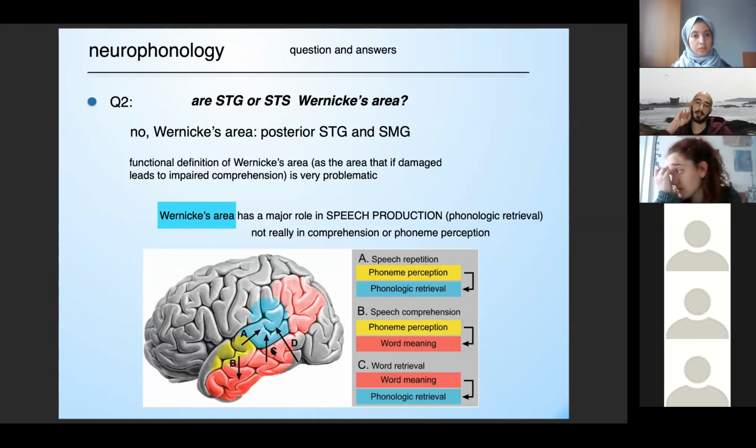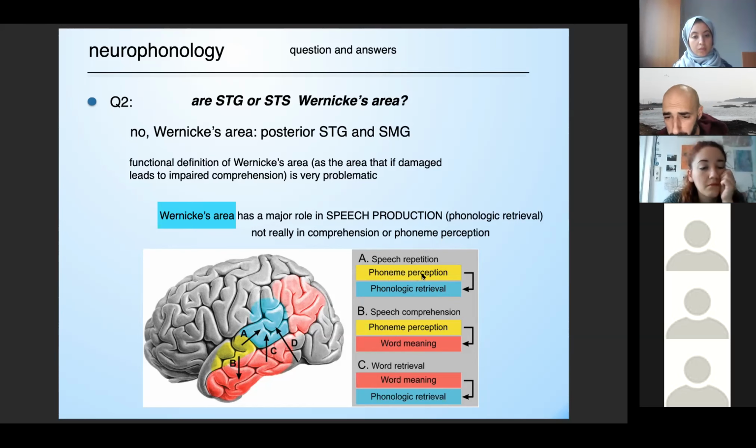And I can give you a spoiler of the next classes. Many people think that the lexicon is kind of localized in the MTG. So if you move more inferiorly along the temporal cortex, okay? In the Binder representation, this is all word meaning. So the meaning of the word is here, anterior temporal lobes, middle and inferior temporal gyrus, and this big red blob, which is basically the angular gyrus, and then extending backwards towards parietal and parietal occipital junction, okay? So basically this is all parietal. Yeah, so you see, phoneme perception, phonological retrieval, and word meaning.